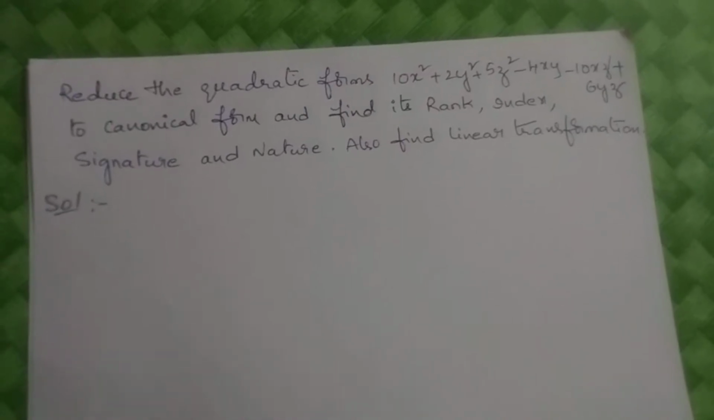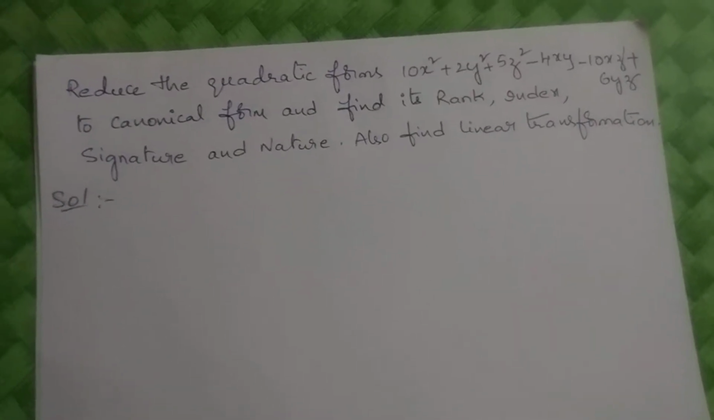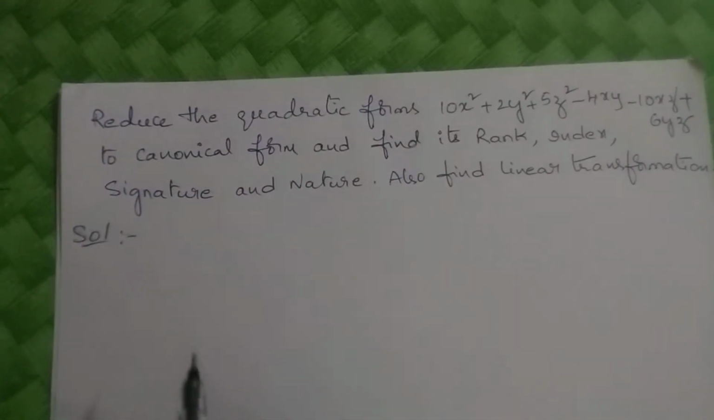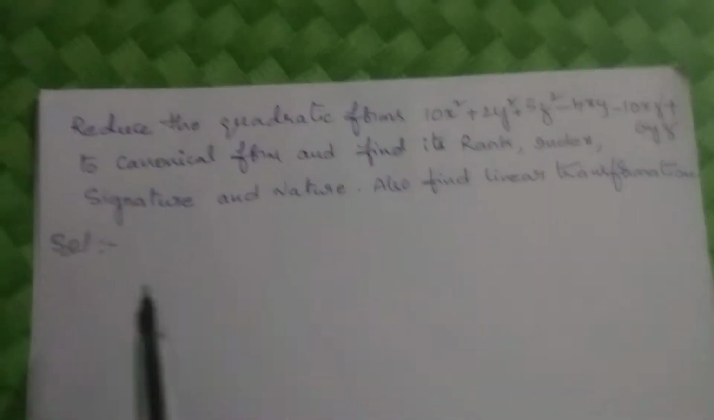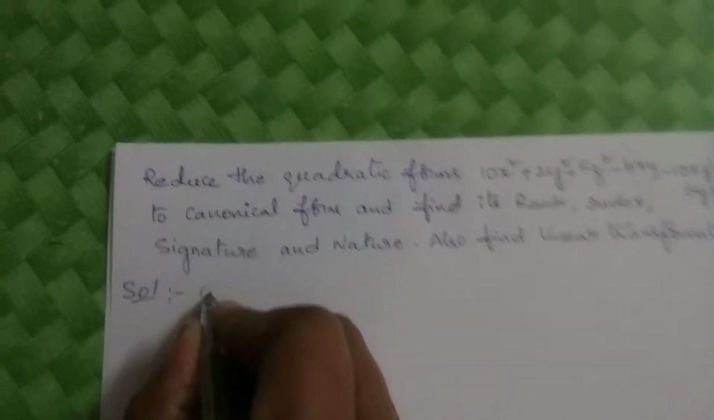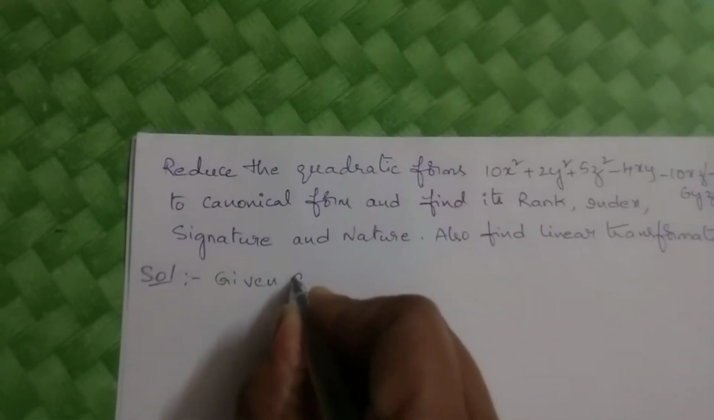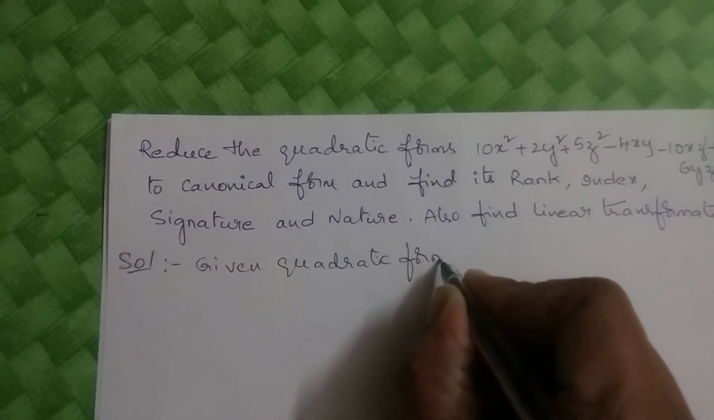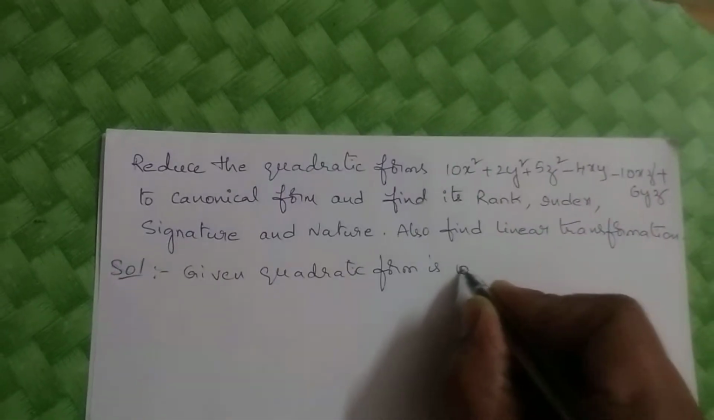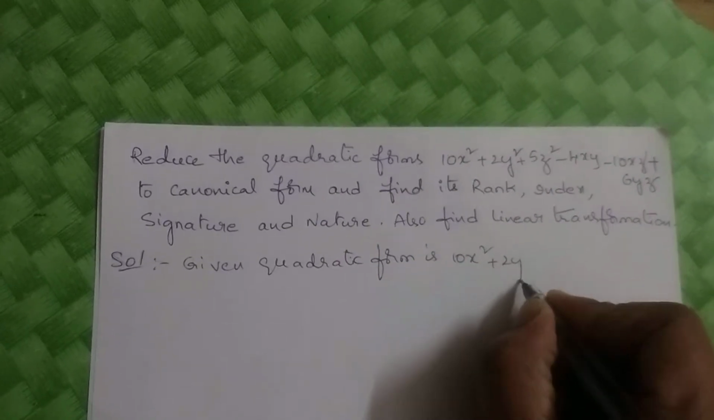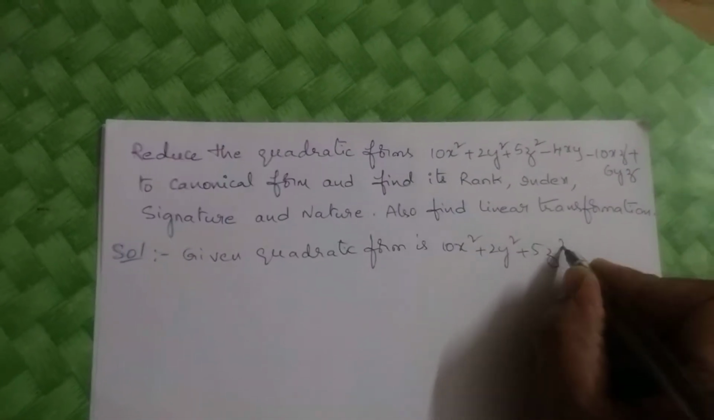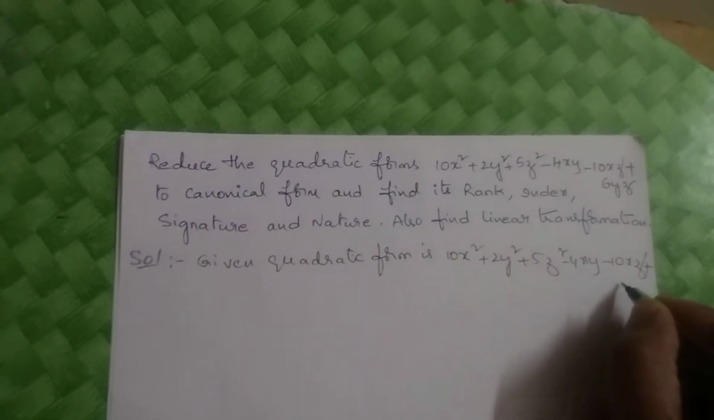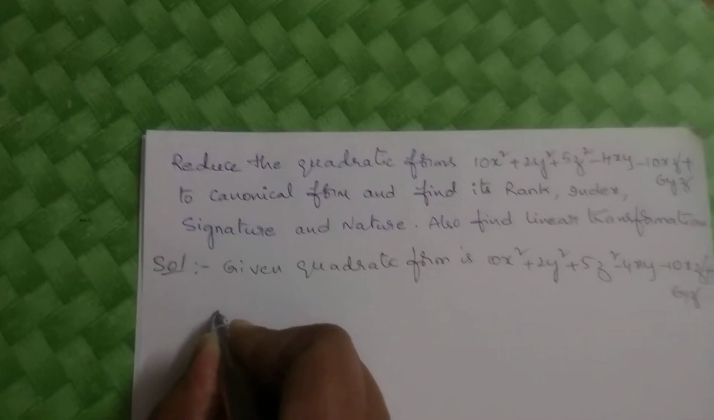For easier understanding, I'm making this video for you. So please be conscious about the problem and please learn. Now see, the quadratic form is here, and I'm writing the given quadratic form: 10x square plus 2y square plus 5z square minus 4xy minus 10xz plus 6yz.